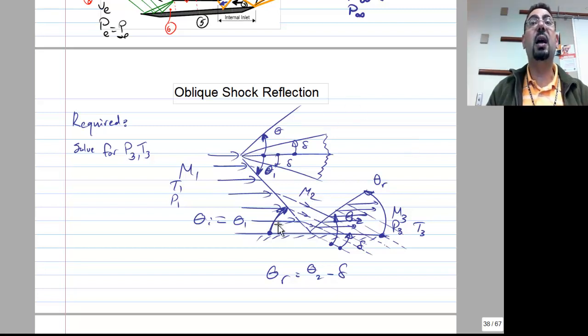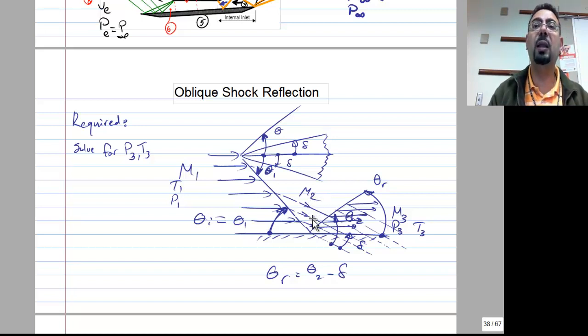So see, this is when John said basically the two angles, theta 1 and theta 2, will be different, because when the flow goes through the first shock, it had M1. But after the first shock, it gets weakened. M2 is definitely smaller than M1. It just went through an oblique shock wave.